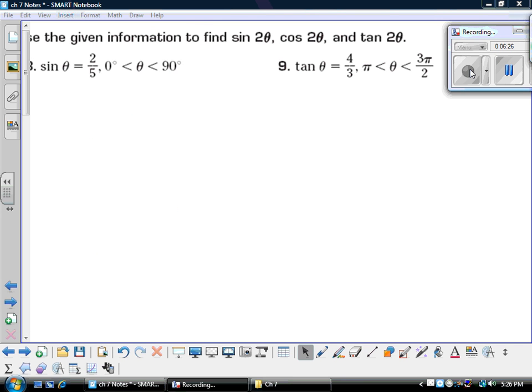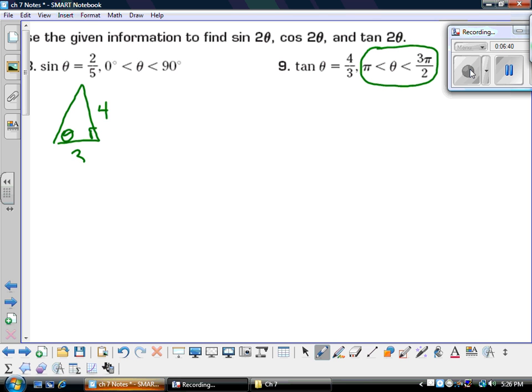Number 9 is the same sort of problem. The only thing that's different this time is we are going to have to be careful with positives and negatives because we're not in the first quadrant anymore. I'm going to start this one out the same way by drawing the right triangle. It has a tangent, opposite over adjacent, of 4 over 3. Use the Pythagorean theorem to find the hypotenuse. And fortunately, the hypotenuse ends up being a nice whole number. It's 5.